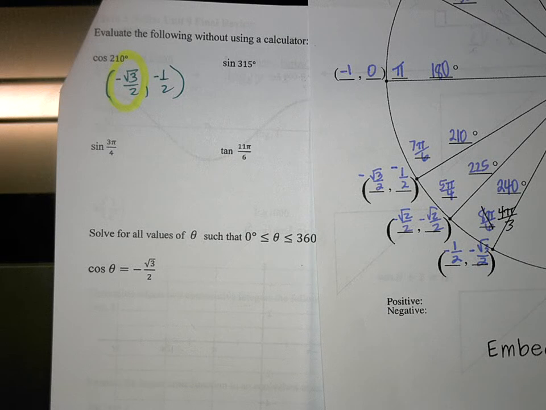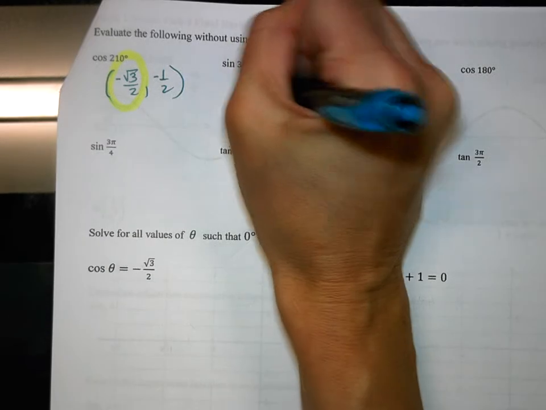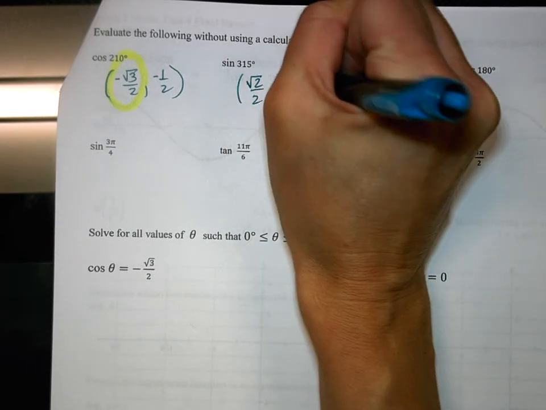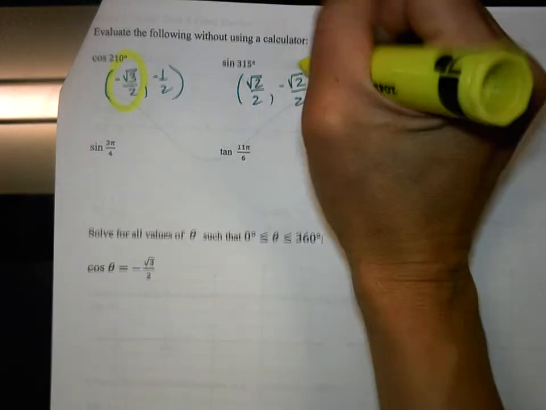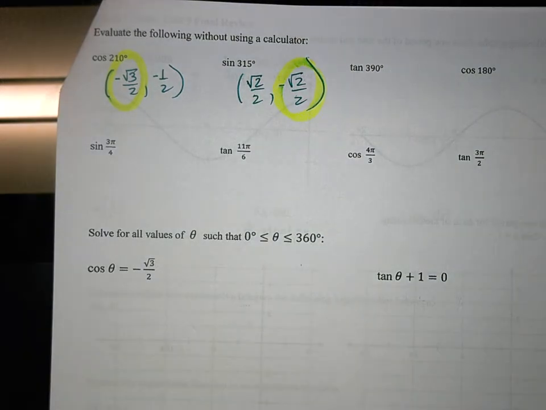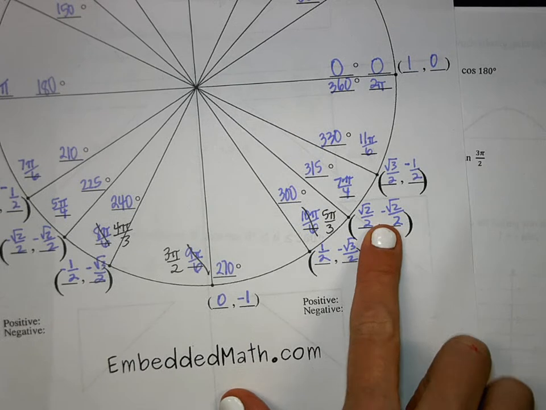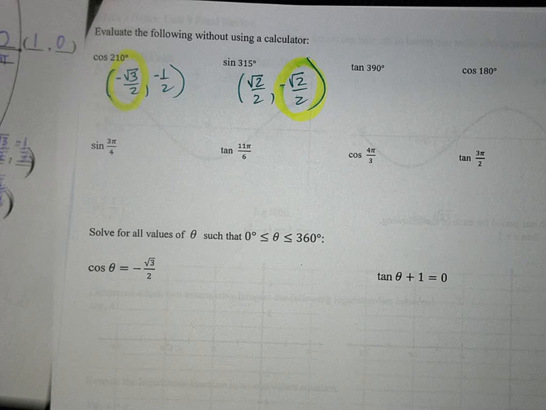Okay? 315 degrees. What is my ordered pair at 315 degrees? Very good. Root 2 over 2 and negative root 2 over 2. And sine is dealing with the y. That is my answer. Wait, so how do you know when it's at 315? Here's 315 degrees. Here's our ordered pair that we already did all the work for. Are we okay? All right, 390 degrees.